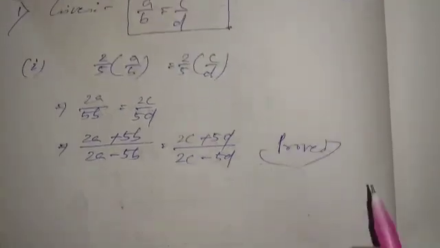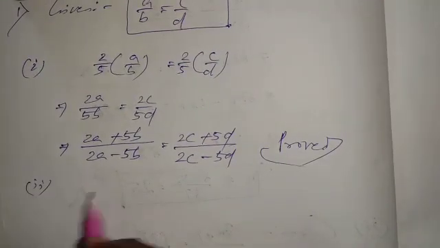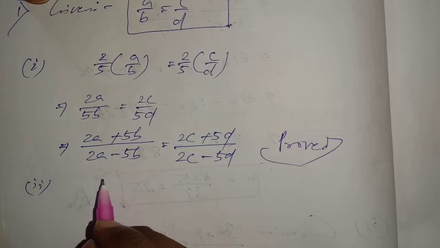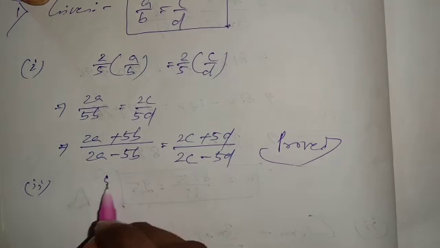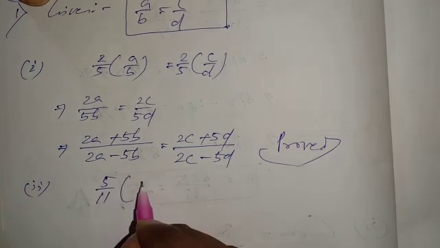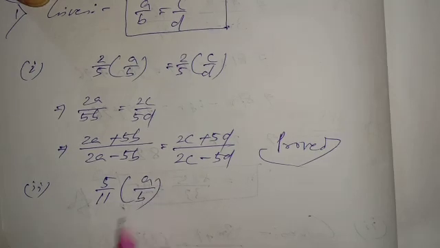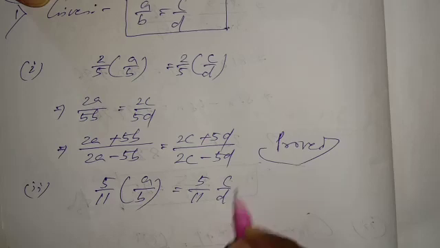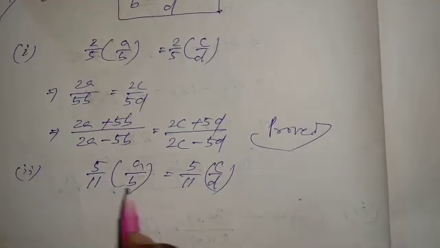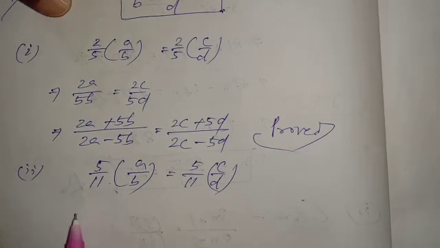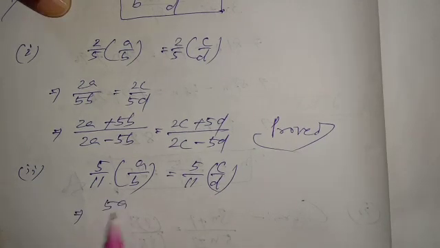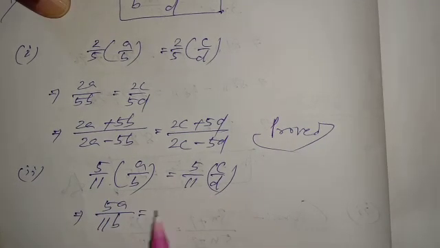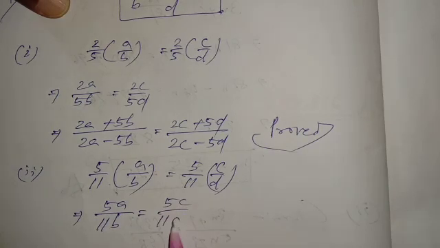Now for second part, you have to multiply 5 by 11 with the given part. Just multiply 5 by 11 with a by b, again 5 by 11 with c by d. Multiplying 5 by 11 both sides, means left hand side as well as right hand side. How much will you get? 5a by 11b, here 5c by 11d.